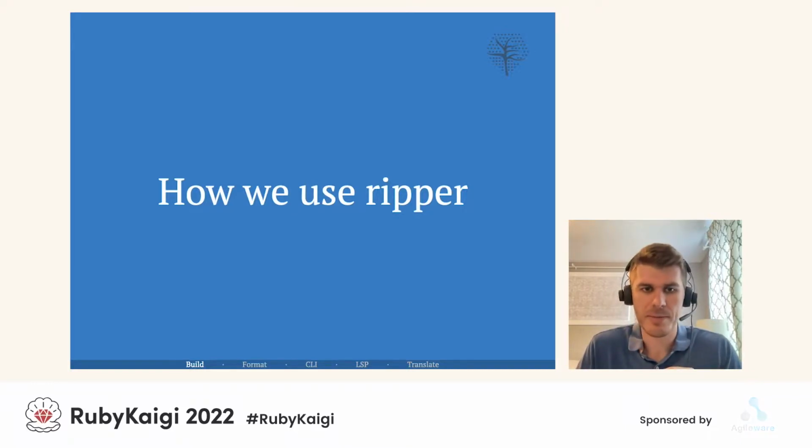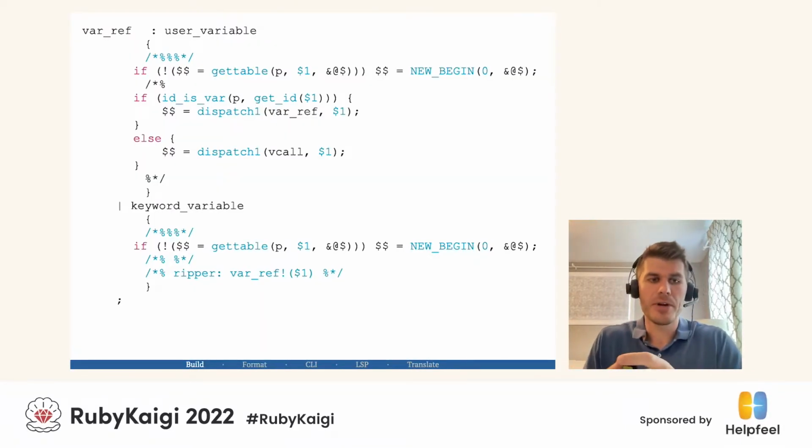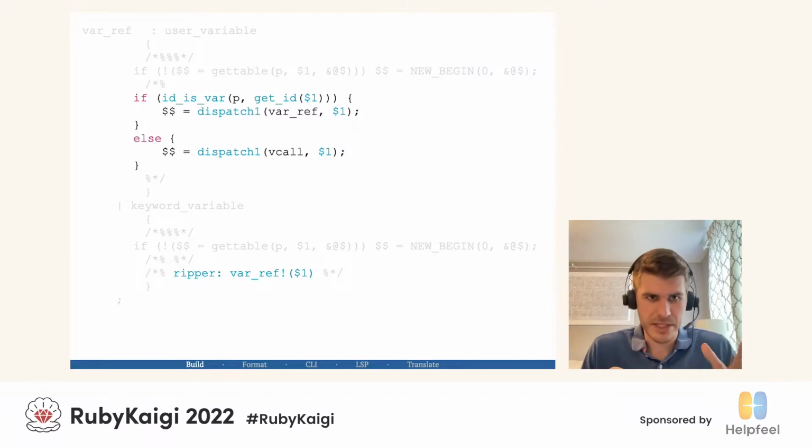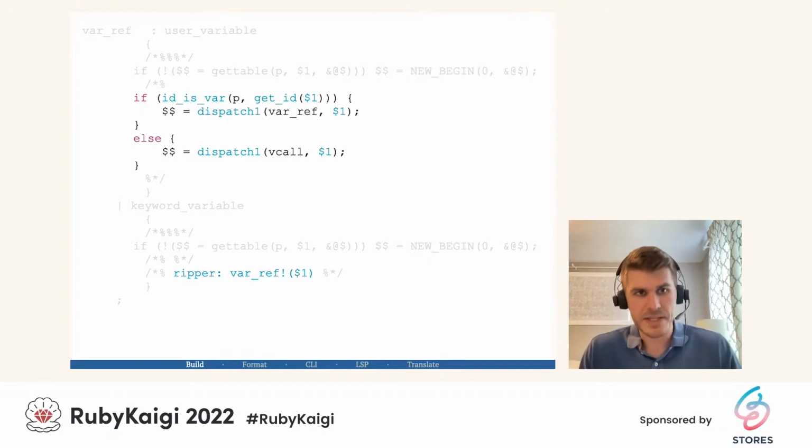So briefly, I'm going to talk about how we use Ripper. Ripper has an interesting syntax where it is built into the parser grammar file, and inside of the grammar file, it has special comments. And those comments look like this. They have logic inside of them, and basically these get pulled out in a preprocessor to generate another grammar file that then gets written with Bison to then generate the Ripper parser.